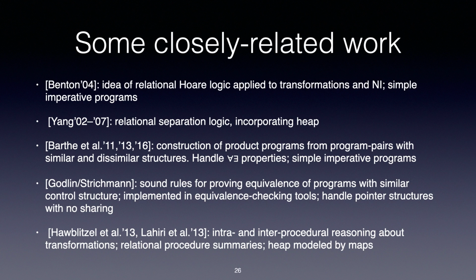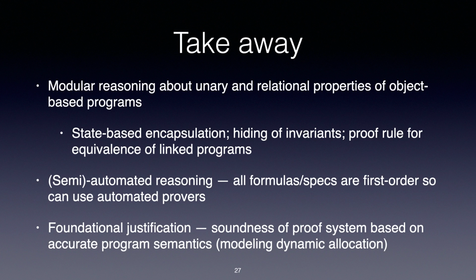And then finally, there's the work by Hawblitzel et al. and Lahiri et al. on intra and interprocedural reasoning about transformations. They have relational procedure summaries, and they have heaps, which are modeled by maps. So the main takeaways are threefold. Through the stack example, we have seen examples of state-based encapsulation, hiding of invariants, and we have alluded to a proof rule for equivalence of linked programs. And we have, in this manner, talked about modular reasoning about unary and relational properties of object-based programs.